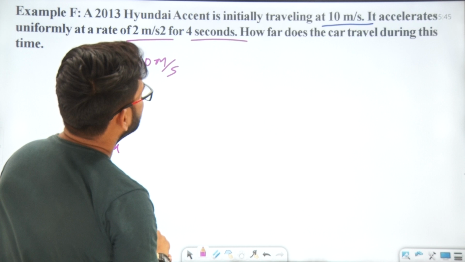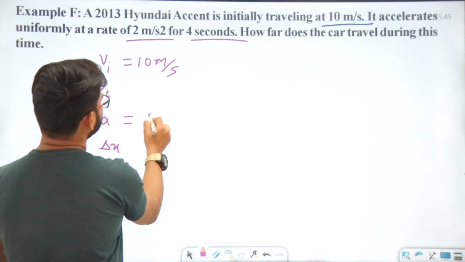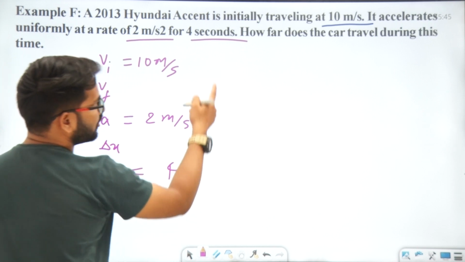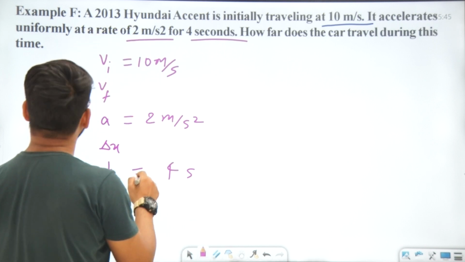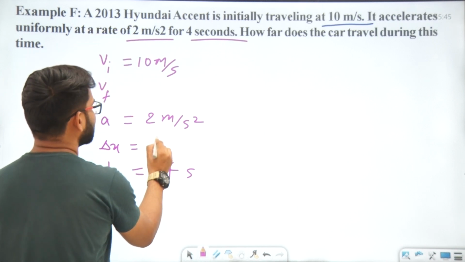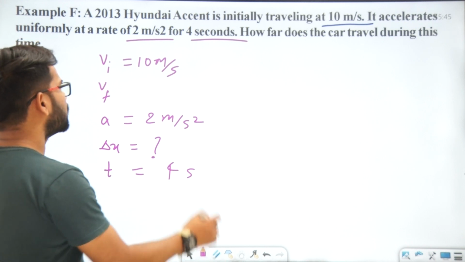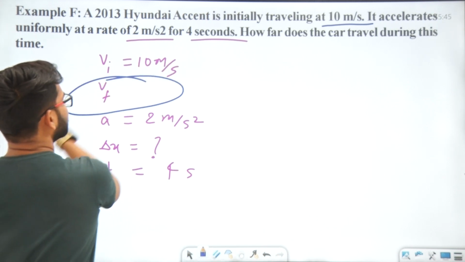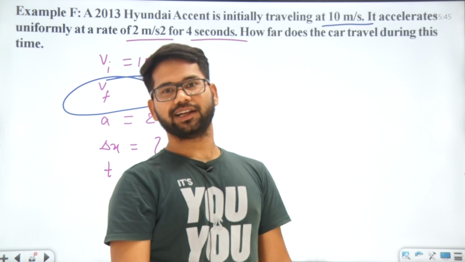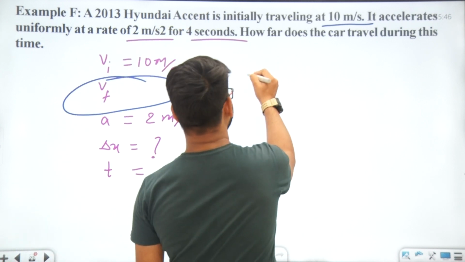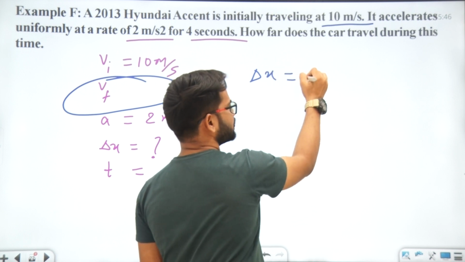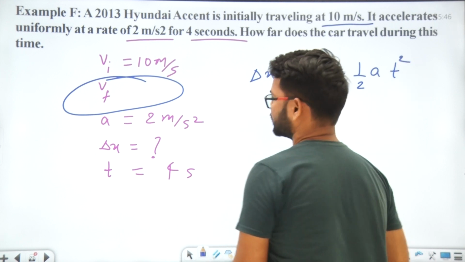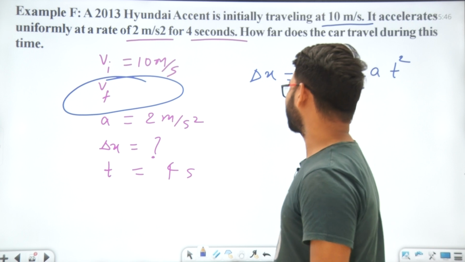What have we been asked? Acceleration we have given, 2 meters per second squared. Time interval we have given, 4 seconds. How far does the car travel during this time? How far? That means it's asking delta x. So students, this is the situation of the no final velocity equation. If you remember, the no final velocity equation is delta x equals Vi t plus half a t squared. Now put the values, and you will get the answer.